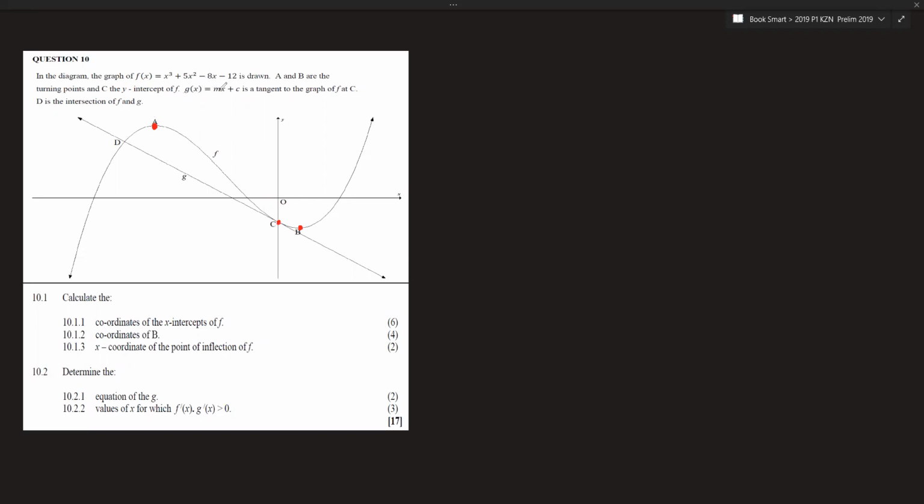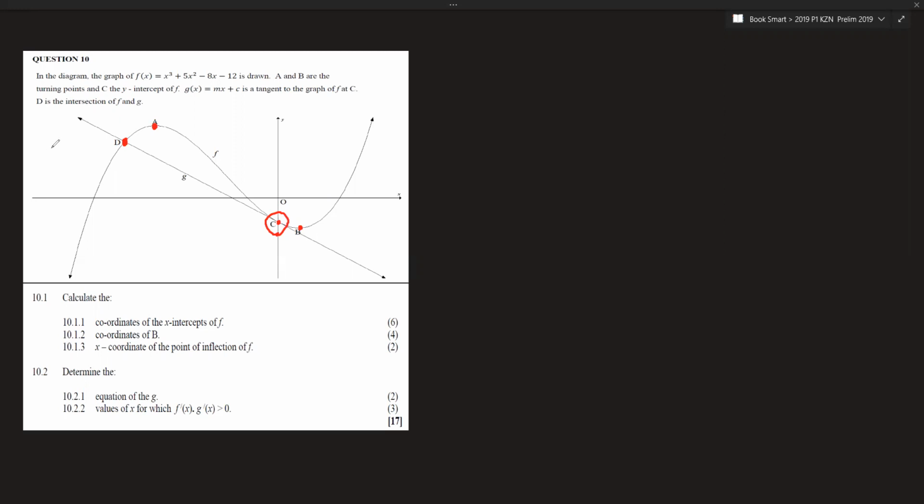g of x equals mx plus c is a tangent to the graph of f at C. So this is a tangency point here at C. We need to remember this. Let me just circle it like this to remember it. The point of tangency. Then D is the intersection of f and g. We can see that this is a point of intersection, right? Awesome.